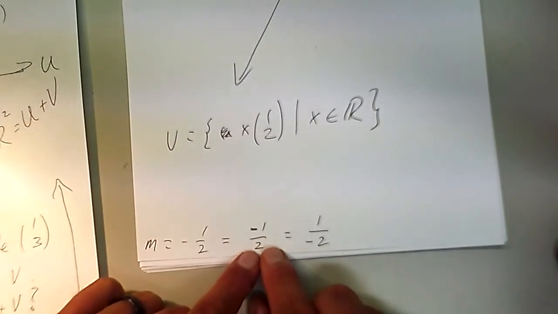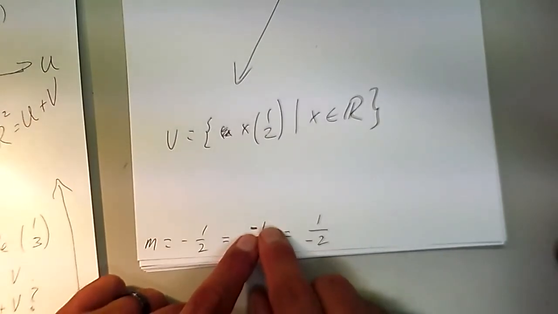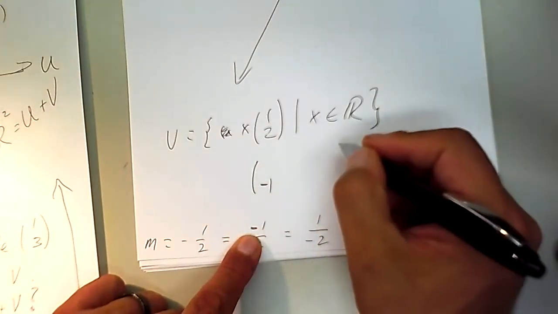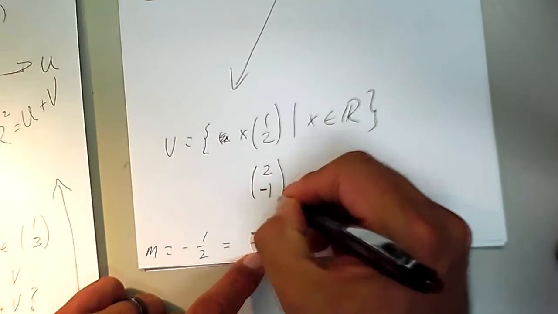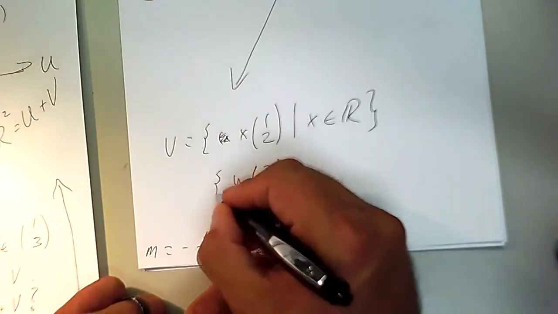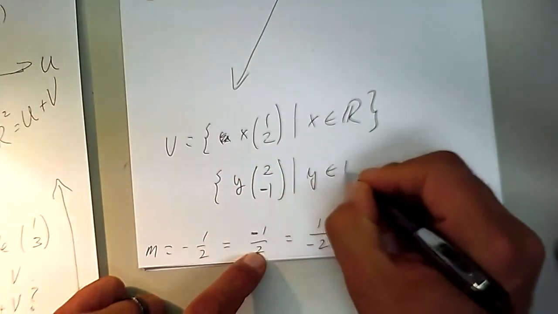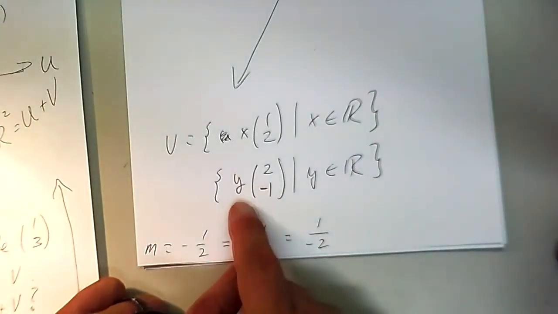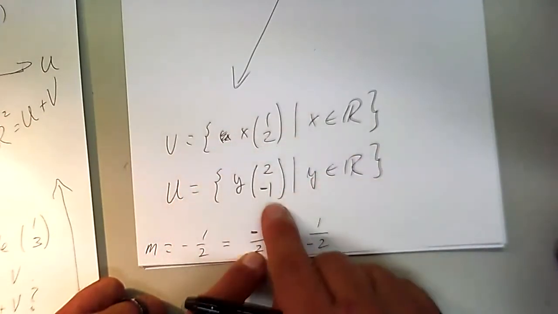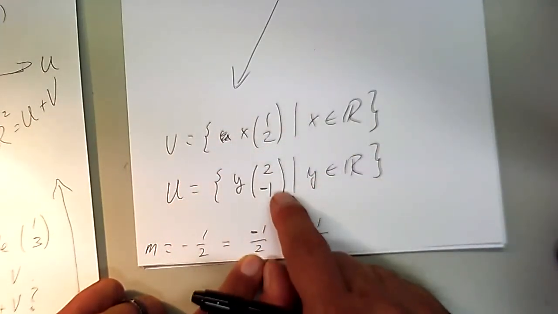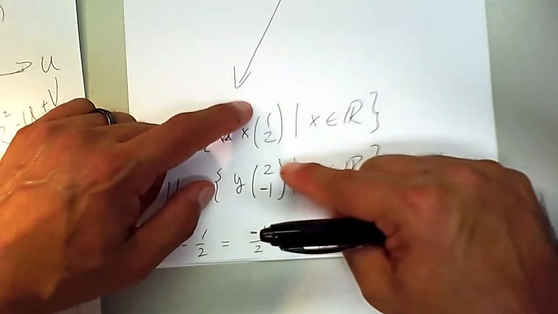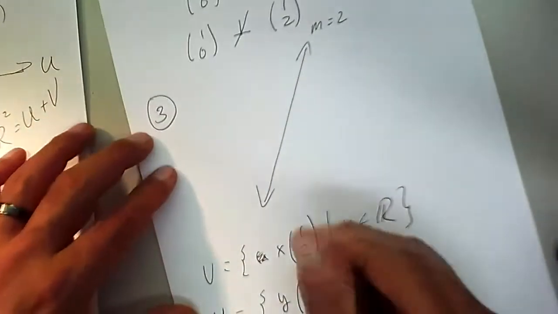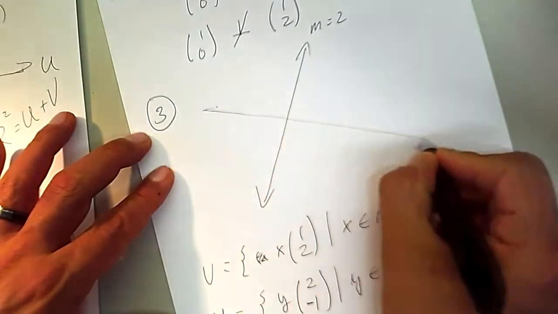So I'm going to use this one, rise of negative 1, and the rise is the y value, with a run of 2, such that y is a real number. I don't have to use y, I'm just using two numbers. So if we choose u to be this guy, that would be perfectly perpendicular. In fact, you can multiply those two. 1 times 2 is 2, 2 times negative 1 is negative 2. Add them together, we get 0. Yep, and we end up with this guy.